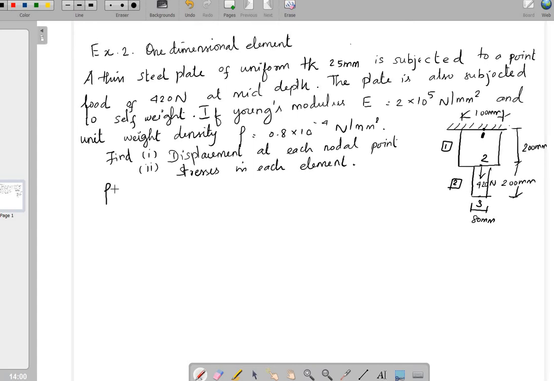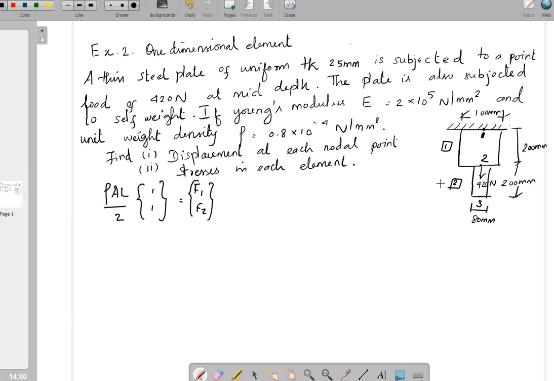I already stated this formula, rho A L by 2, and the vector 1 1 will give the force in the first node and second node. If you consider two nodes for an element, the force vector due to self weight or the body force can be written with this formula. So here the density is available, area of the first element can be calculated, length of the first element is 200 by 2 into the vector matrix of 1 1 will give the force matrix. So first we have to find out the force matrix.